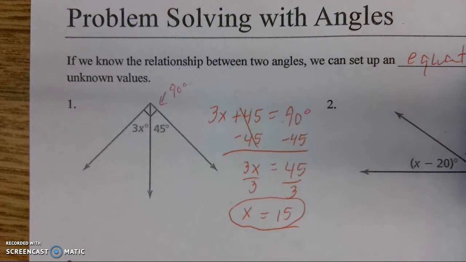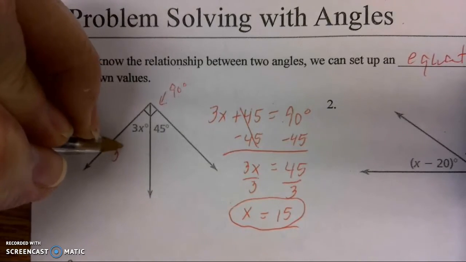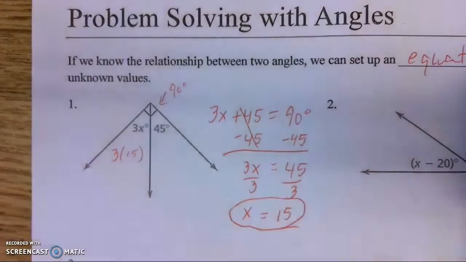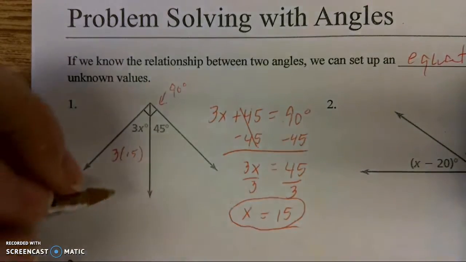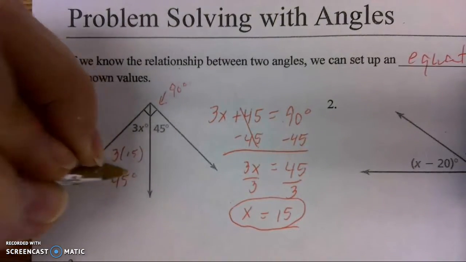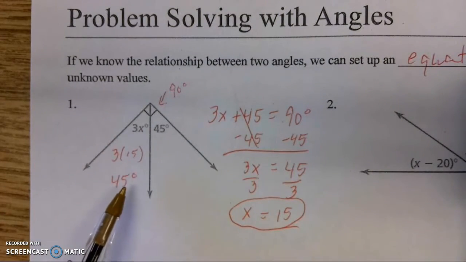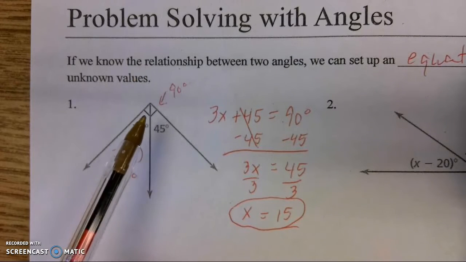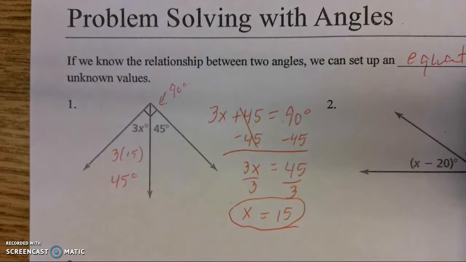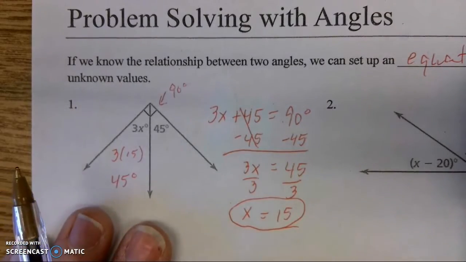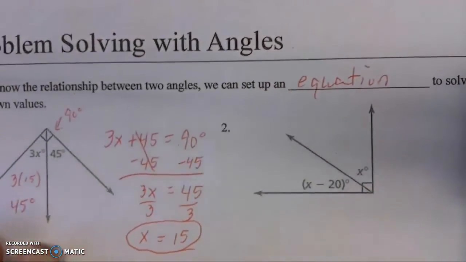15 is x. To find the measure of the angle, I'm going to replace x with 15 and multiply. 3 times 15 is 45. I know this is the correct answer because 45 plus 45 equals 90. Identify the angle relationship, set up the equation. All right, let's take a look at number 2.